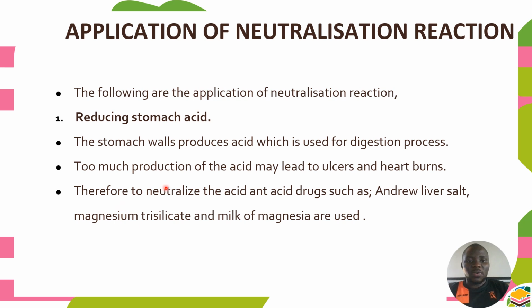Too much production of the acid may lead to ulcers, which are stomach sores, as well as heartburn. Therefore, to neutralize the acid, antacid drugs such as Andrews Liver Salt, magnesium trisilicate and milk of magnesium are used. Initially, these drugs are bases, so they react with the acid which is produced by the walls of the stomach and neutralize it.